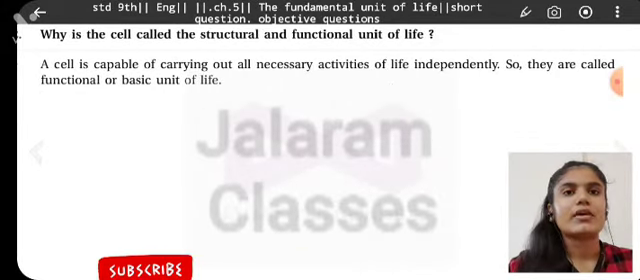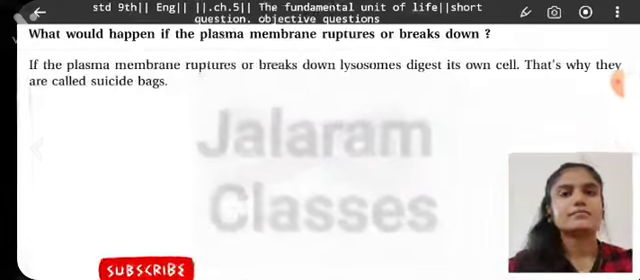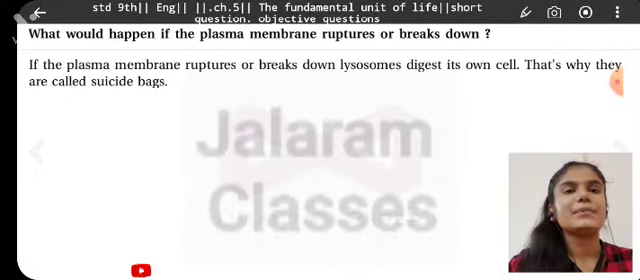He saw the cork resembled the structure of a honeycomb consisting of many little compartments. Why is the cell called the structural and functional unit of life? A cell is capable of carrying out all necessary activities of life independently, so it is called the functional or basic unit of life. What would happen if the plasma membrane ruptures or breaks down? If the plasma membrane ruptures or breaks down, lysosomes digest its own cell.